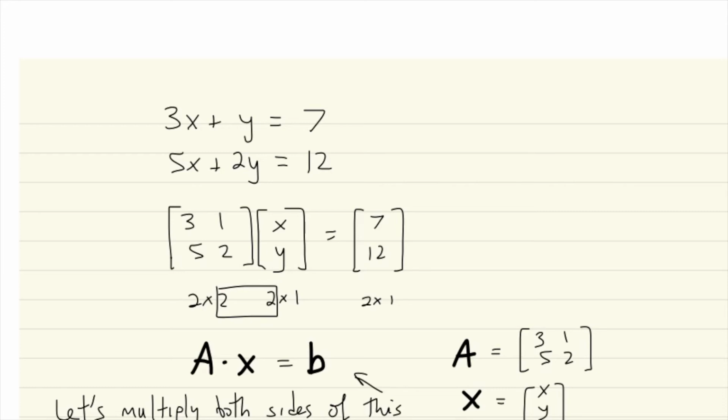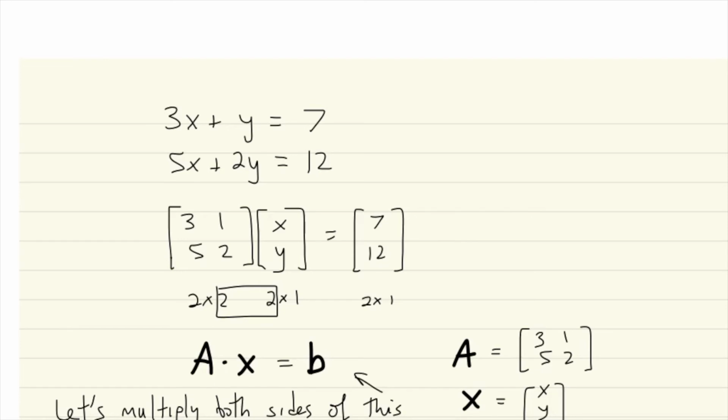So what we do is turn these coefficients 3, 1, 5, 2, put them in a matrix, put the variables in a 2 by 1 matrix, and the way we define matrix multiplication of these two matrices is so that we get these equations when we multiply this 2 by 2 and this 2 by 1 matrix together. And the answer will be a 2 by 1 matrix, and we want that 2 by 1 matrix to equal what's on the right hand side here, namely this 2 by 1 matrix consisting of 7 and 12.